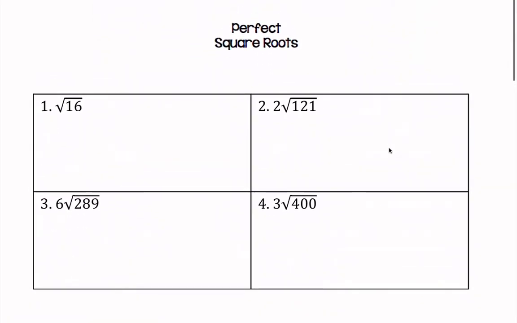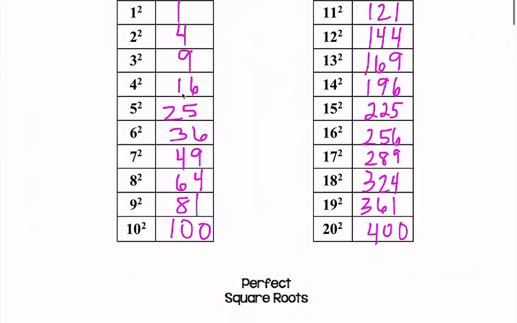Okay, so now we're going to start with ones that already are perfect squares. So this one says the square root of 16. So what number times itself is 16? Well, if you forget, you can go up on your list. I know the square root of 16 is 4.